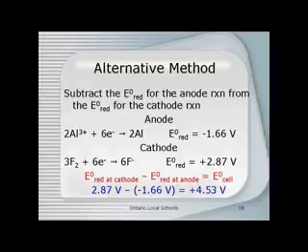Of course, you know that subtracting a negative number ends up with a net positive change, so the 2.87 volts minus negative 1.66 volts equals positive 4.53 volts. You get the same value as the previous method that we looked at, but for some people this is a little simpler, and you should make a choice as to which one makes the most sense to you.